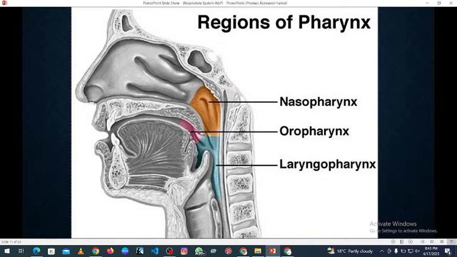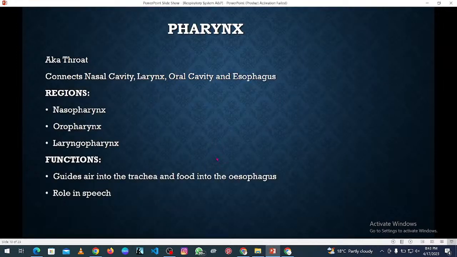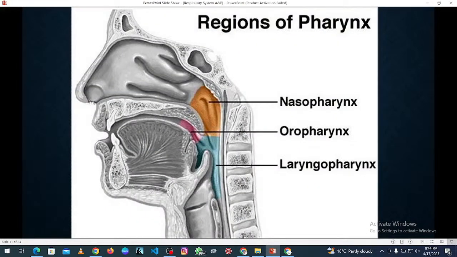Oropharynx is the throat that is behind the mouth or the oral cavity. Laryngopharynx is just the throat that is above the larynx. So what are some of the functions of the pharynx? It guides air into the trachea and food into the esophagus. We'll see how the epiglottis helps, and it has some role in speech.